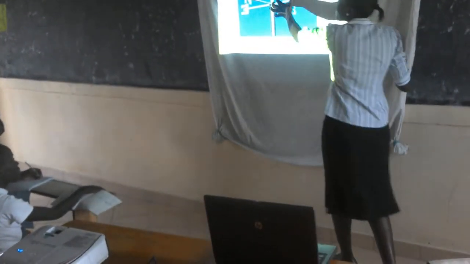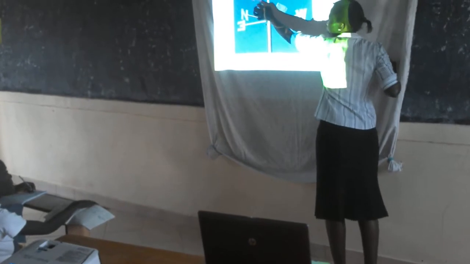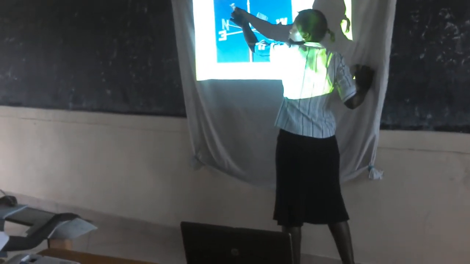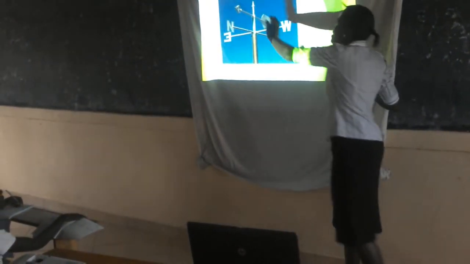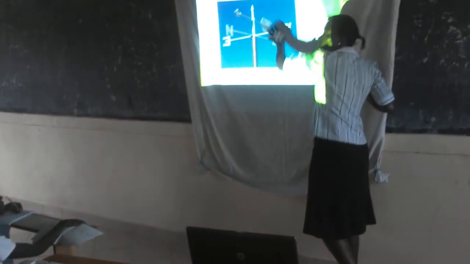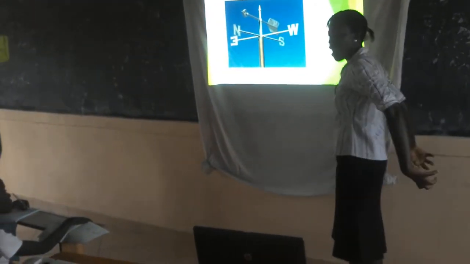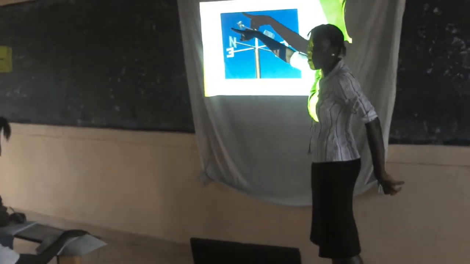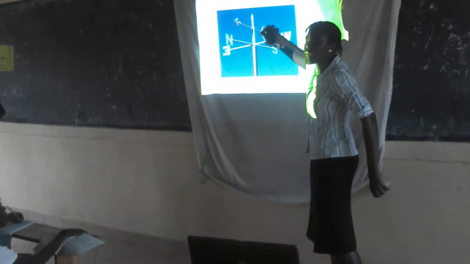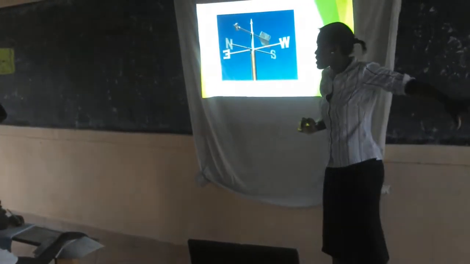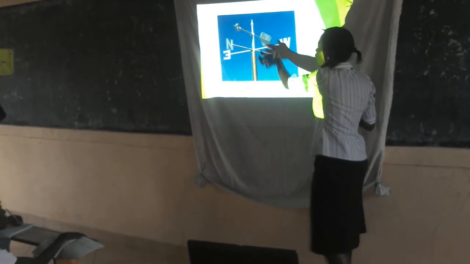Then if you look at this arrow, it has a tail and it has the head. So the head always points to where the wind is blowing to. The tail points to where the wind is blowing from. The tail is heavier. So it is the head that will point where the wind is going to, while the tail, this heavy part, will show where the wind is coming from.